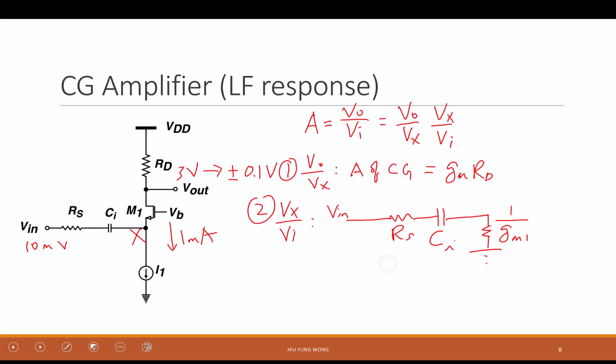Okay, so that's it. Is that okay? So this is x, right? Now it is easy. What is Vx divided by Vi? 1 over Gm divided by everything, right? Rs plus 1 over Sci plus 1 over Gm. Okay?